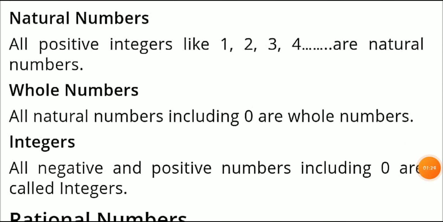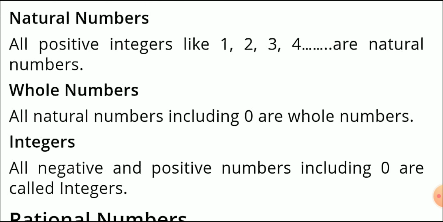Okay. Now after that, we are going to discuss whole numbers. What are whole numbers? The natural numbers including 0. If you include 0 in the collection of natural numbers, that is known as whole numbers. Is that clear? Hope you understand this. So we can say that whole numbers begin from 0. The smallest natural number is 1, and the smallest whole number is 0.